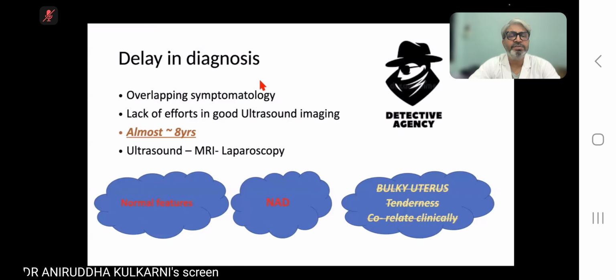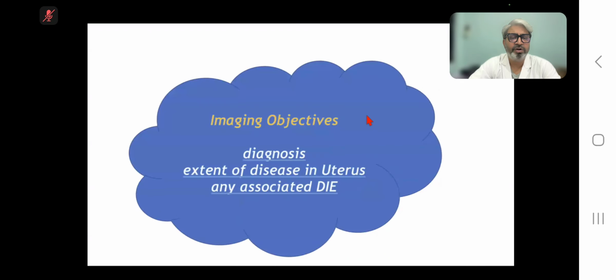The delay in diagnosis of adenomyosis and endometriosis is because of overlapping symptomatology. Lack of volitional effort on the part of the imaging team could be another reason. It takes almost 8 years to diagnose endometriosis or adenomyosis. Most of the people say that the ultrasound report can be normal. It can show an unequivocal finding like bulky uterus, tenderness, kindly correlate clinically. And all those individuals were subjected to either MRI or laparoscopy. But if you have a vigilant outlook towards identifying adenomyosis, you can find it on good ultrasound equipment as well as color Doppler features.